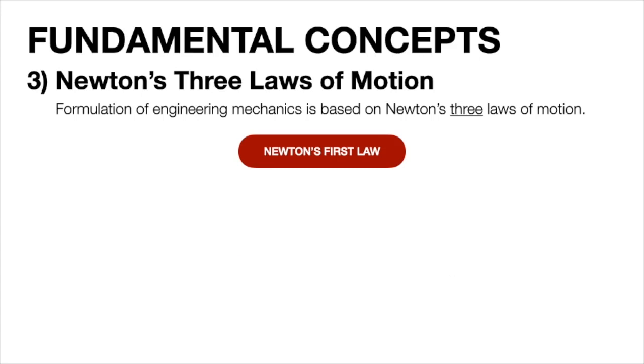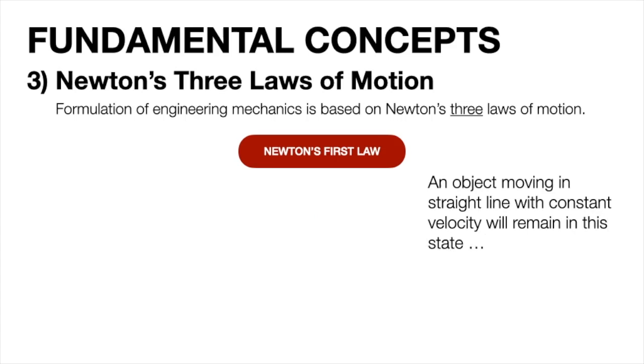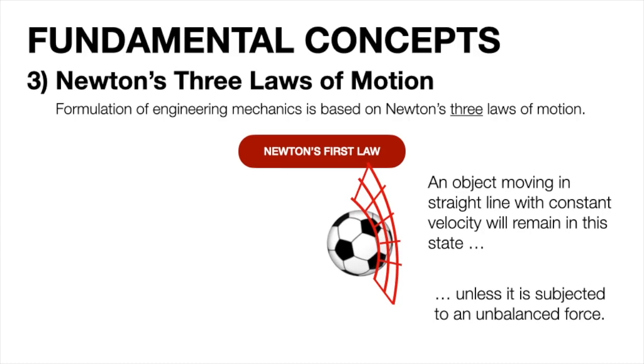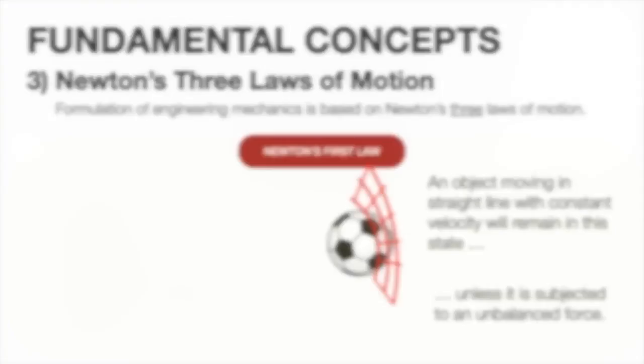The same law also stated that an object moving in a straight line with constant velocity will remain in this state unless it is subjected to an unbalanced force. Like this ball, if it moves at a constant velocity, it will move in a straight line until it is stopped by the net.